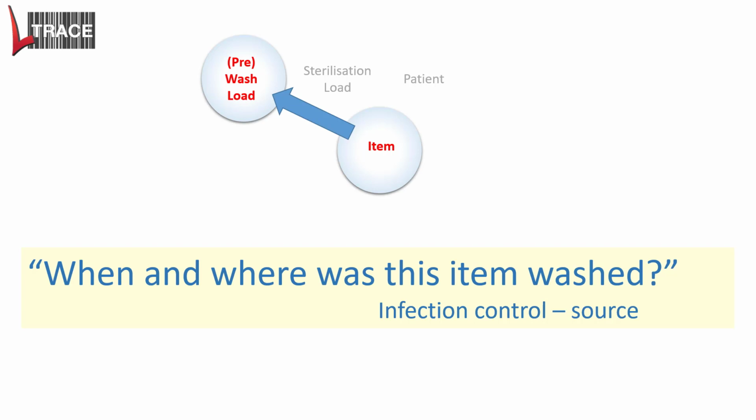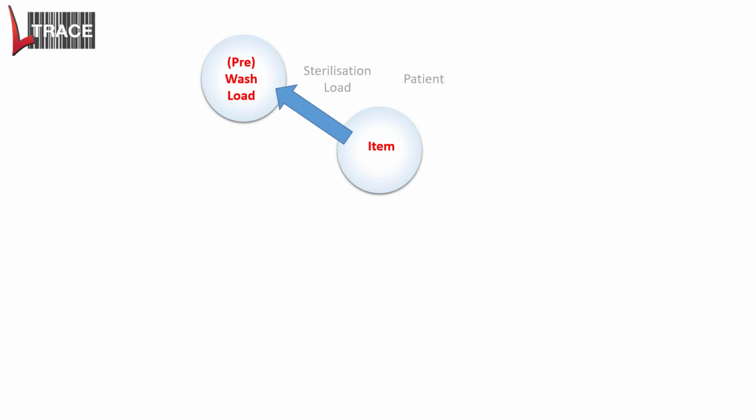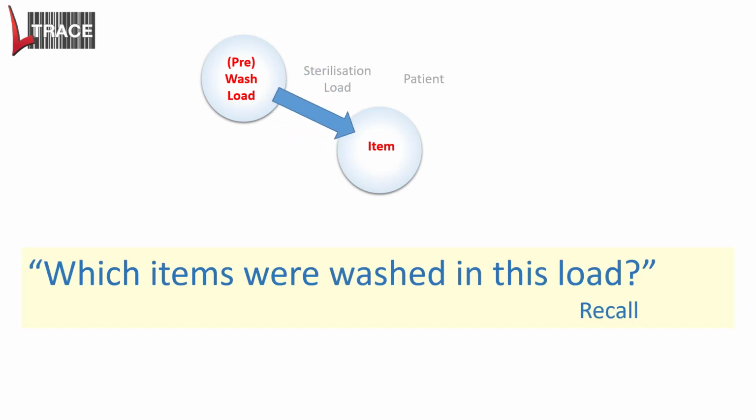So when and where was this item washed? Infection control. Going back the other way, if you did have a wash load that's failed, which items were washed in this load? And that's critical for doing recalls.